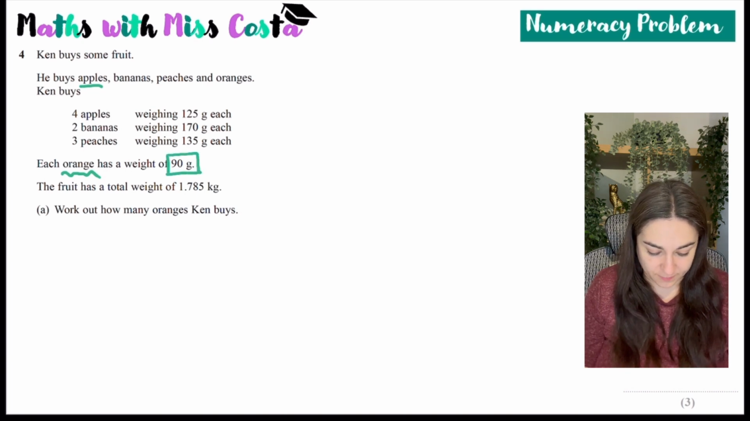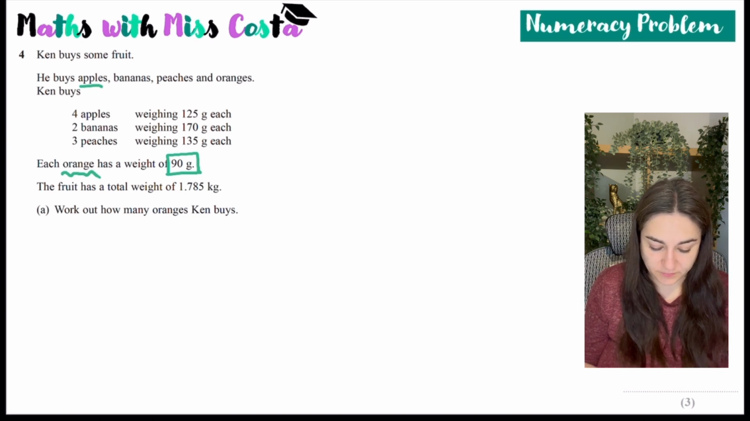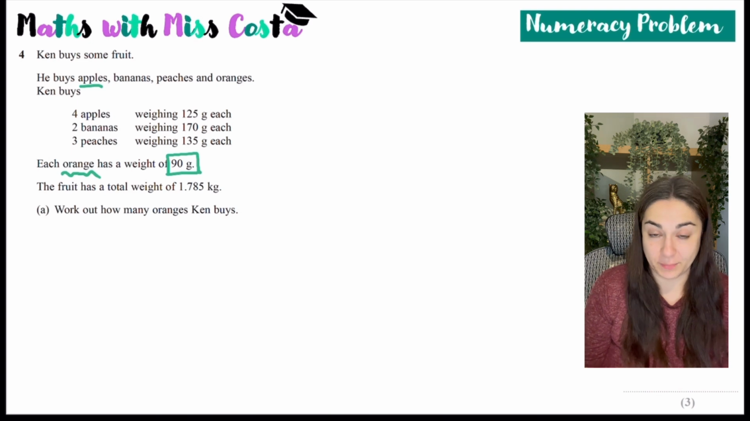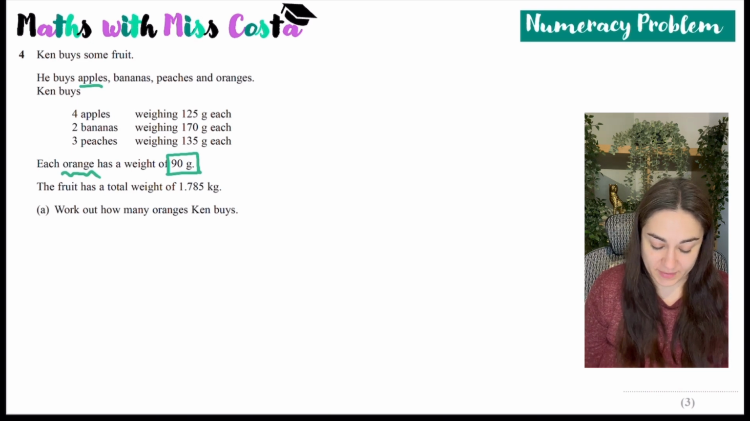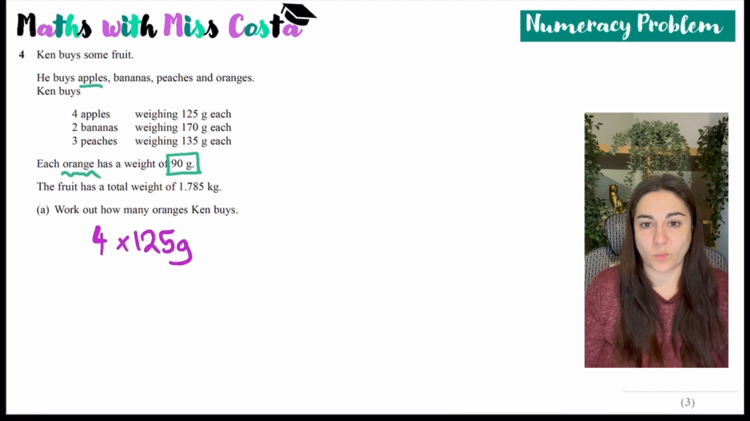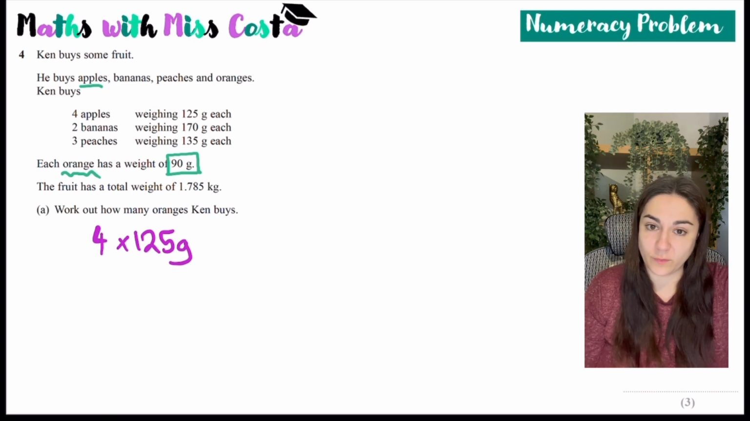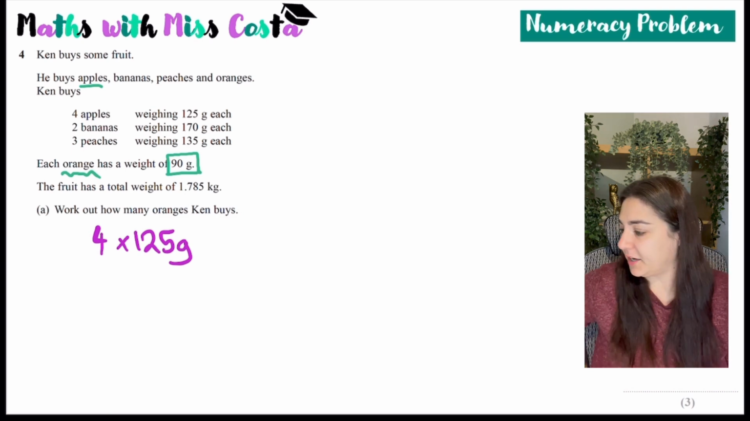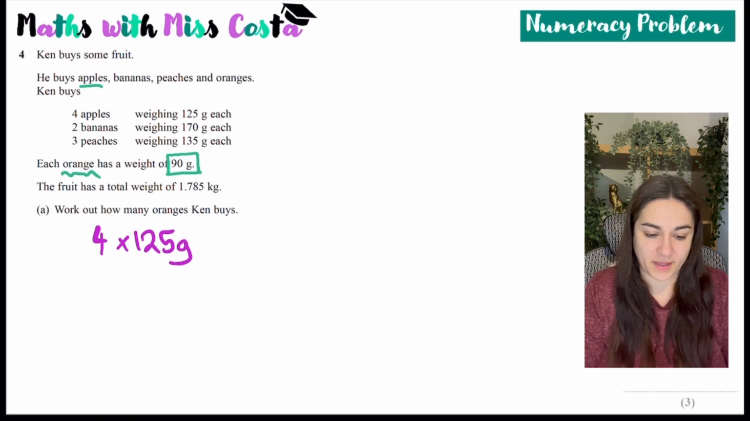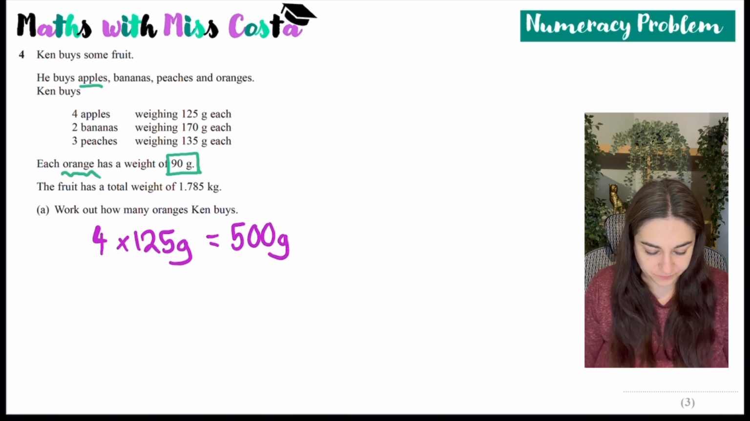And the fruit that he buys has a total weight of 1.785 kilograms. So I need to work out how many oranges he buys. First, let's look at the information we've been given. So I know he buys 4 apples and they weigh 125 grams each. So when you know the weight or the cost of something and you're trying to work out how much 3 lots of it or 4 lots of it are, we multiply. So as it's a calculator paper, I can just type that into my calculator. 4 times 125 grams gives me 500 grams in total.